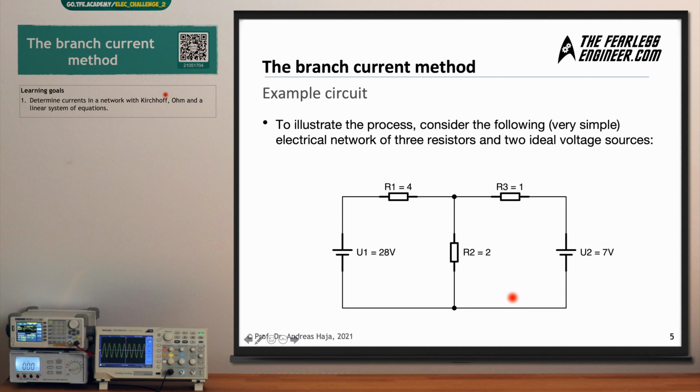Let's look at an example circuit. This one here has been shown in other videos before. We have two voltage sources, U1 and U2. We have three resistors, and we are now looking for the current distribution in the network. We have three current flows because we have three branches here.